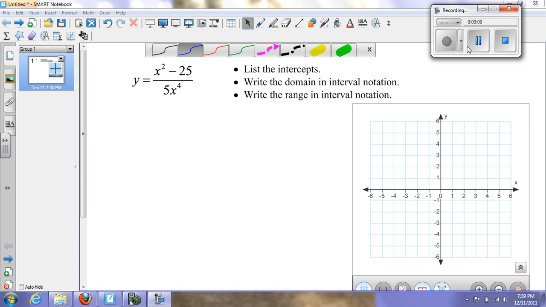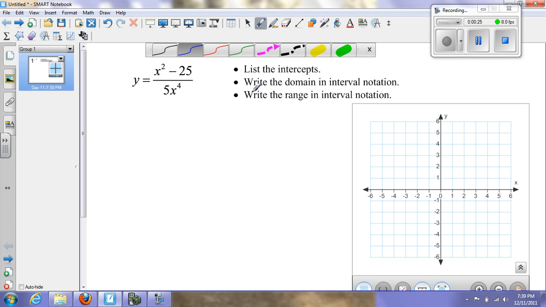Let's take a look at this review problem number 29, and it gives us this equation, and it asks us to list the intercepts, and then to write the domain in interval notation and write the range in interval notation. So let's look at the first one first.